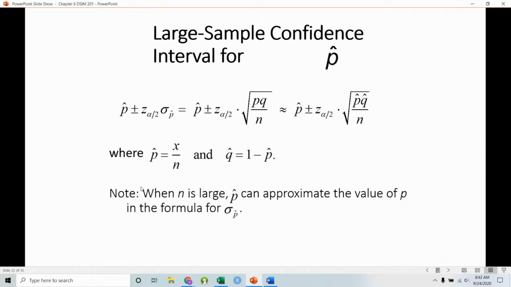So very similarly to our confidence interval for our mean, our confidence interval for a proportion p hat is to add and subtract the z alpha divided by 2 times its standard deviation. And remember, to find the standard deviation of a proportion, we take the square root of p times q divided by n, our sample size.